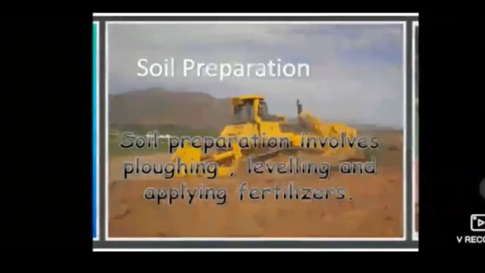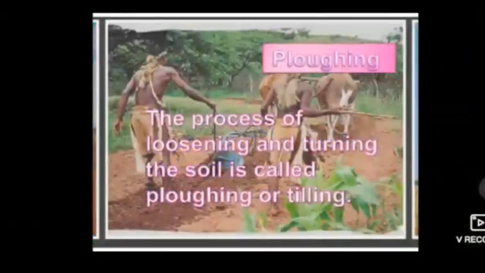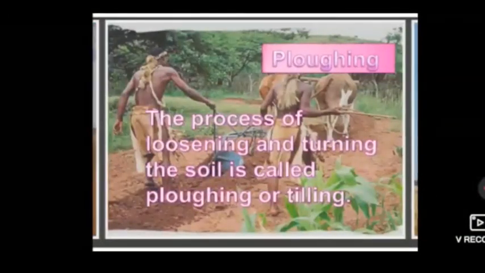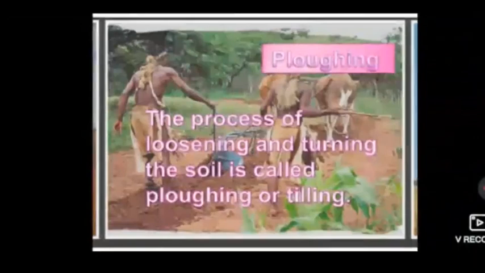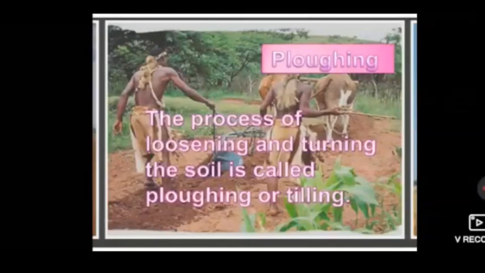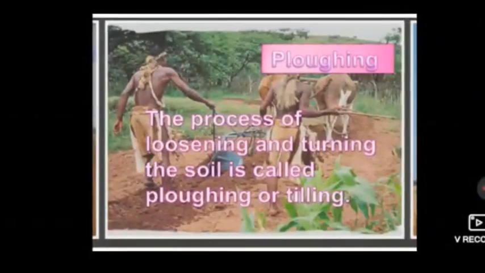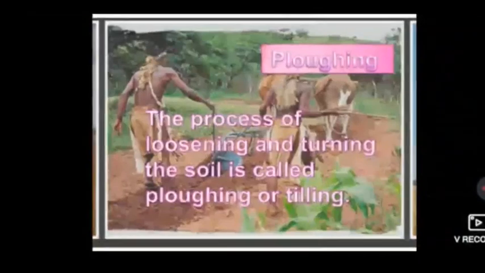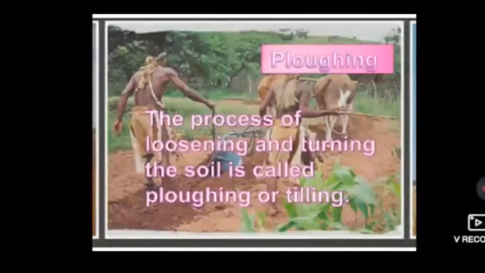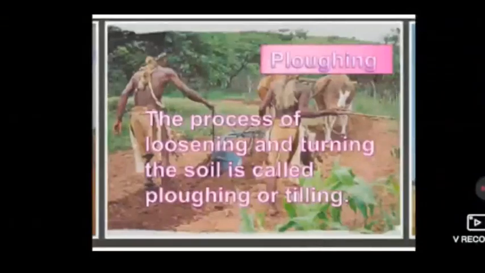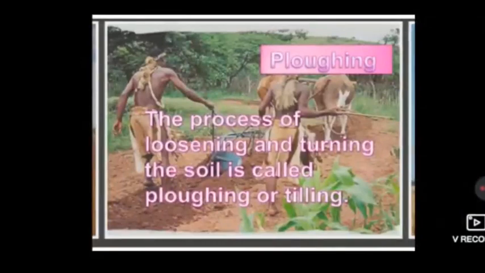Let's move on. What is plowing? The process of loosening and turning the soil is called plowing. It has many advantages. This allows roots to penetrate deep into the soil. Fertilizers and manure can be mixed well into the loosened soil. Water drains easily in the loosened soil, and many more. So write down the definition of plowing. The process of loosening and turning the soil is called plowing or tilling.